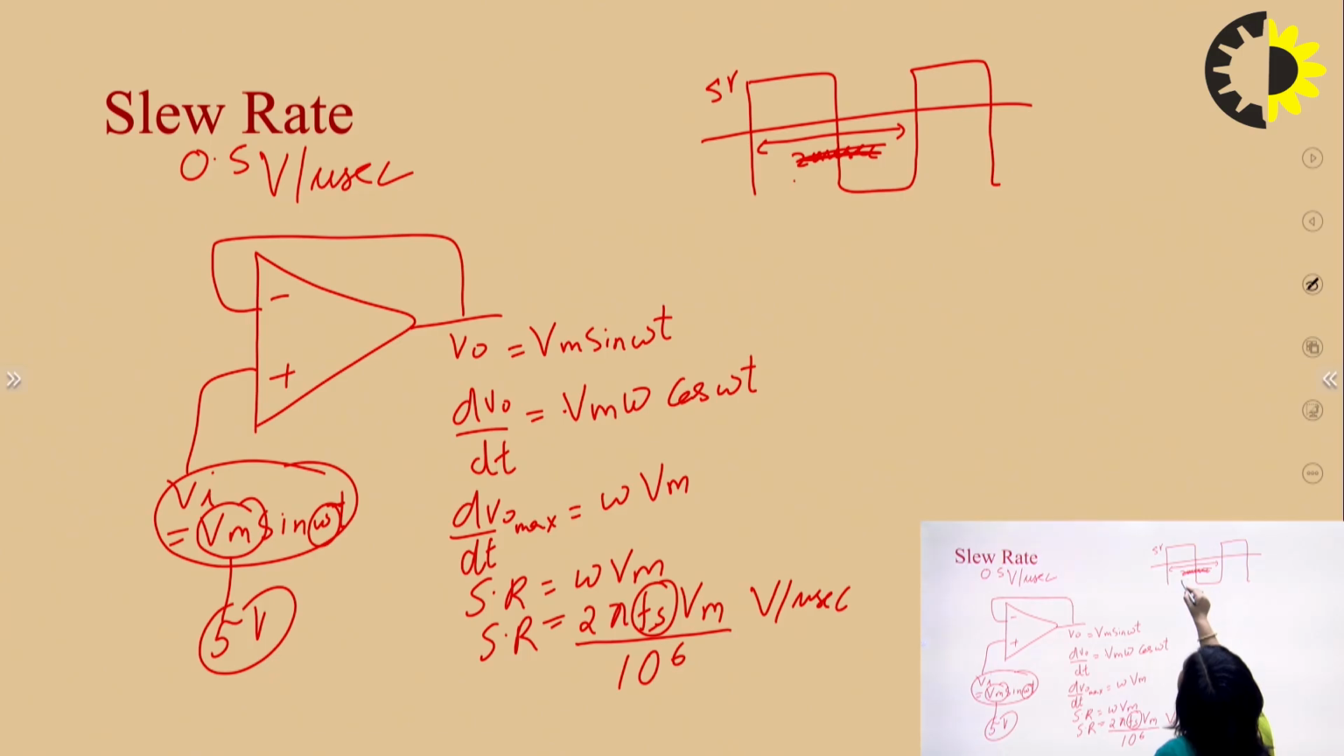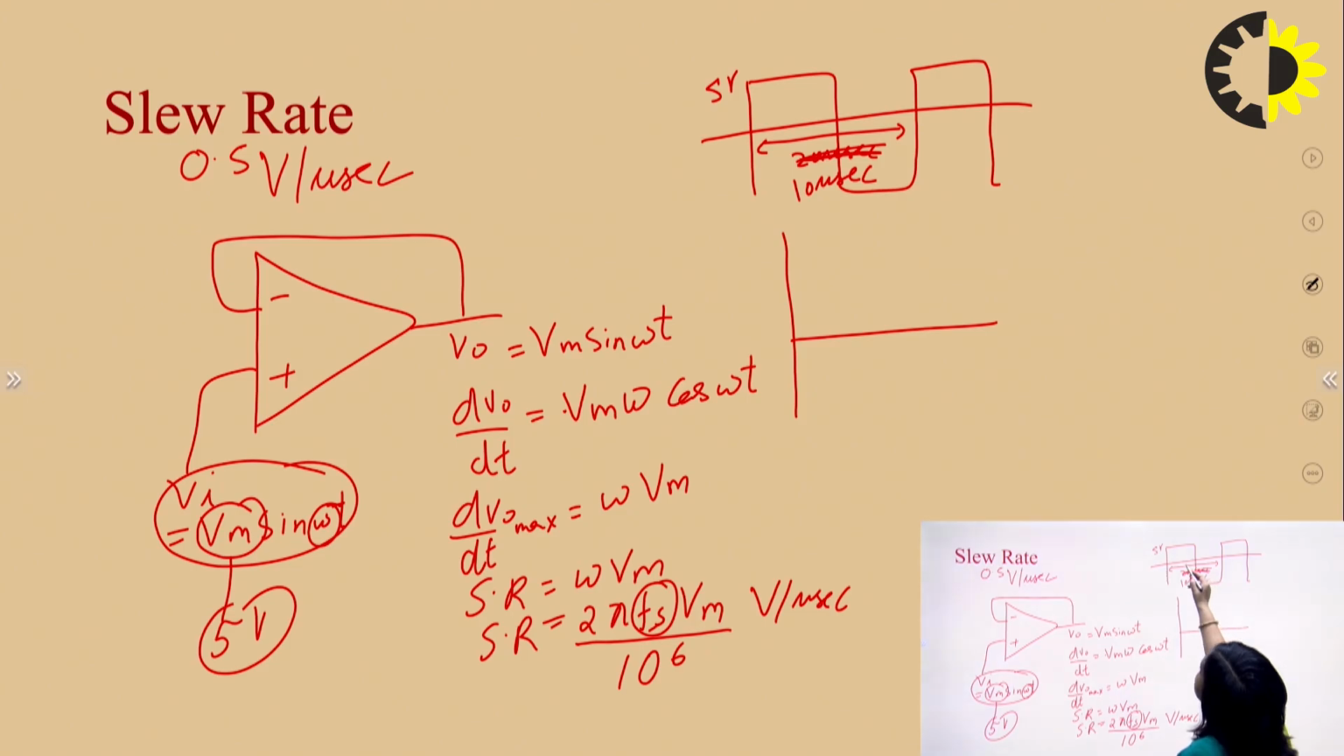This time duration is 10 microseconds. Okay, so we can see the slew rate is the output change per microsecond. It will reach 0.5 volt, so for reaching 5 volt, it will require 10 microseconds.